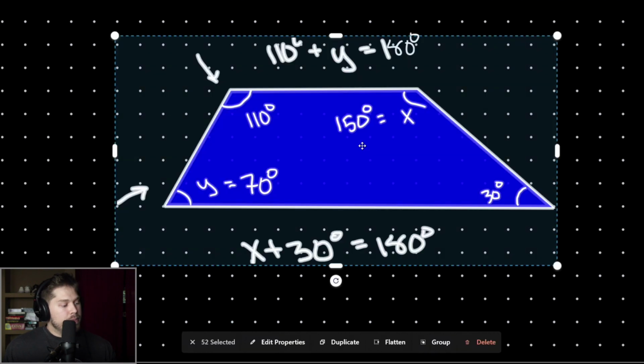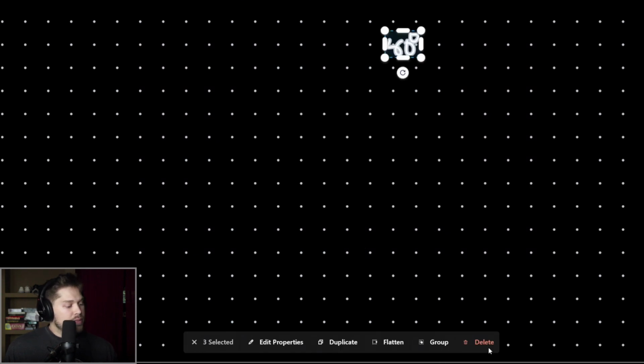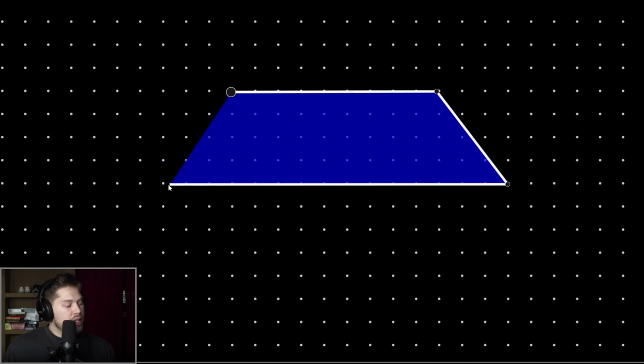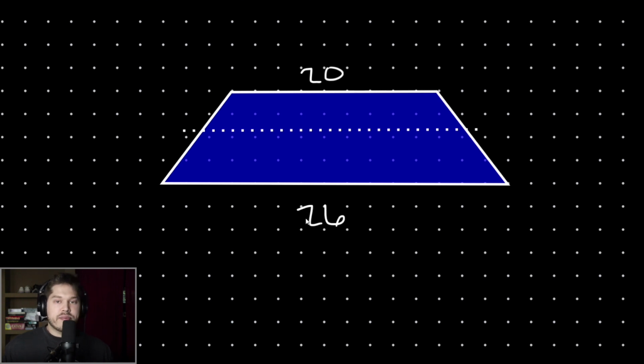What's another type of problem? Here, let's delete this. Another type of problem could be to find the midpoint. What's the midpoint length? Here, let's say we have some trapezoid. Maybe it's isosceles, maybe it's not. And we want to find the midpoint. And what are we given? Well, let's say that our top length is 20 and our bottom base is 26.